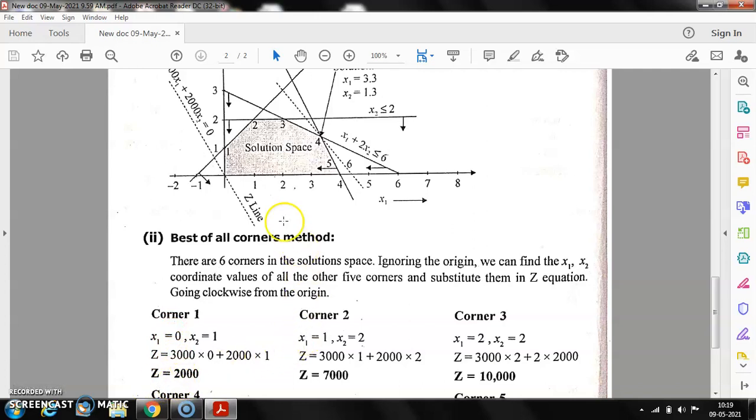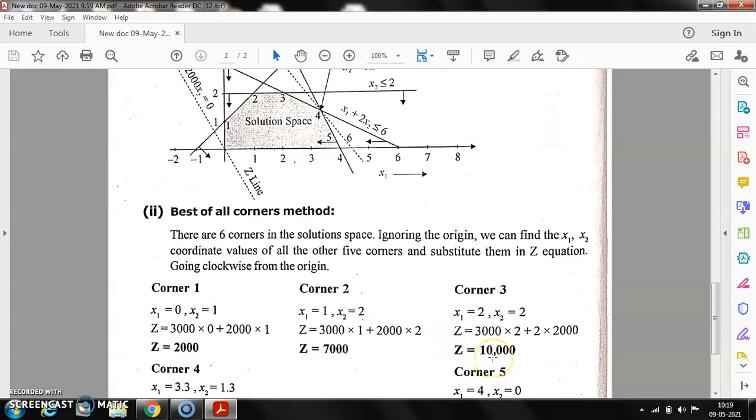Fine. Then corner number 2. Here x1 is 1 and x2 is 2. Put in the z value, that is 3000 x1 plus 2000 x2. You will get 7000. Corner number 3. Here the value of x1 is 2 and the value of x2 is also 2. So you have got a z value of 10,000.